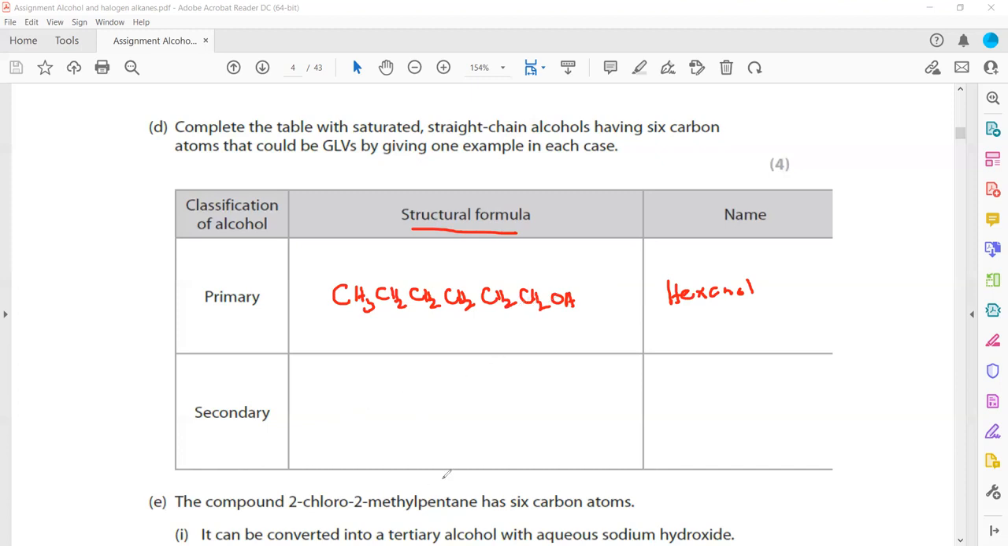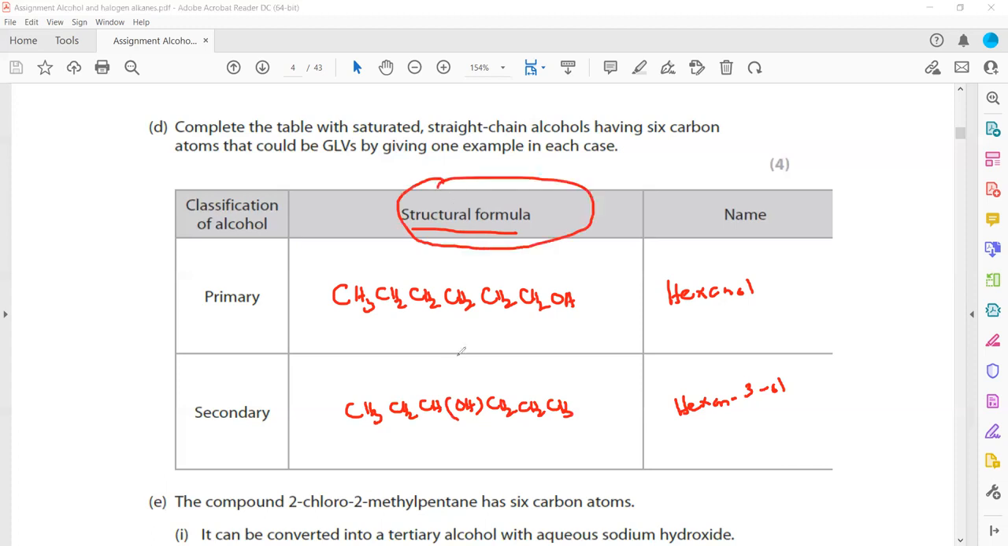We just have to rearrange the structural formula. We can place OH anywhere, but keep in mind that only one hydrogen should be attached to a carbon which is bonded with OH. So if I draw CH3, CH2, CH, then there is OH, and then CH2, CH2, and CH3. So 1, 2, 3, 4, 5, 6. And what is the name of this compound? Because OH is on the third carbon from the left hand side, so it is hex, single bond an, and because at the third position we have the OH group, it is hexan-3-ol.